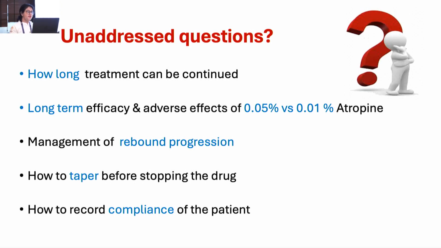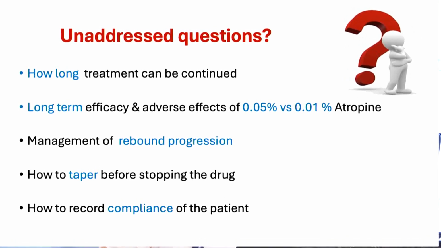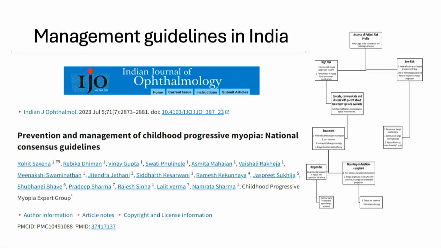There are still a few unaddressed questions, that is, how long the treatment can be continued, what the long-term efficacy and adverse effects of 0.05% versus 0.01% atropine are, management of rebound progression, how to taper before stopping, and how to record the compliance. It's very difficult to record the compliance of the patient. And there is a national consensus guideline given in IJO 2023.